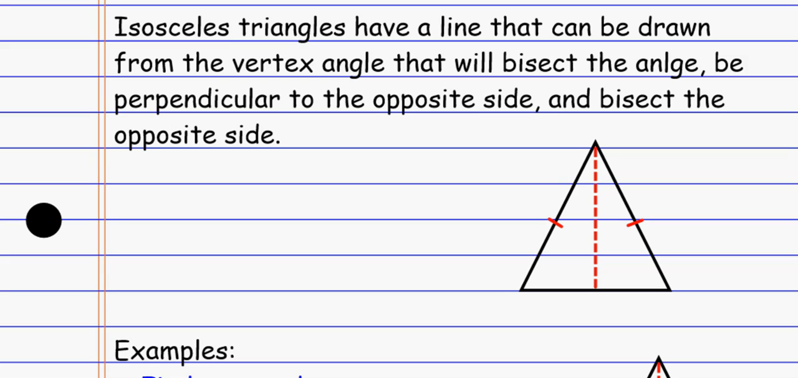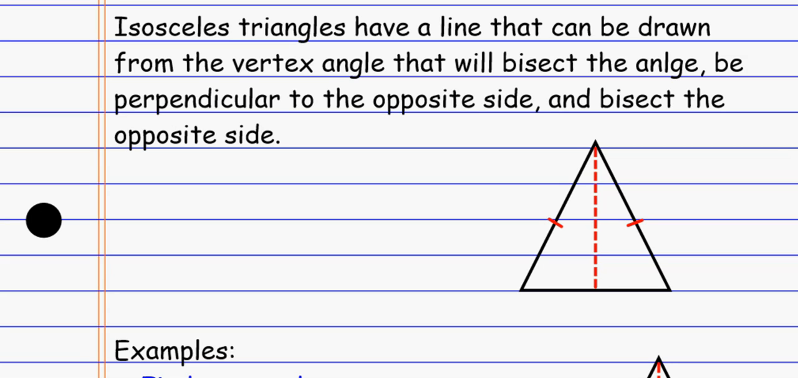And really, the thing that's really cool about this is if it has any one of those properties, it automatically is that special line and will have all the other properties. In other words, if I were to draw a line that's perpendicular and bisects the bottom side of this thing, then it's automatically going to bisect the opposite angle as well, all right? If I draw it so that it bisects that angle at the top, it's automatically going to be perpendicular to the opposite side and cut that opposite side in half, all right? And so there's this special line that can be drawn.